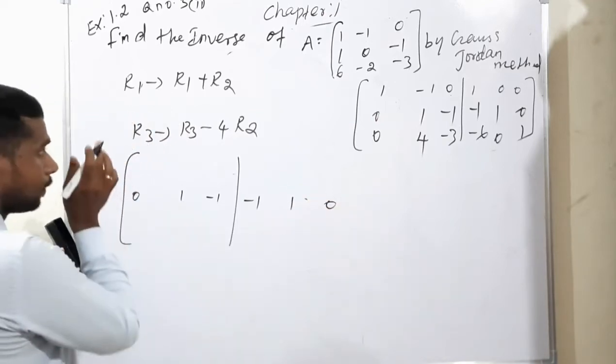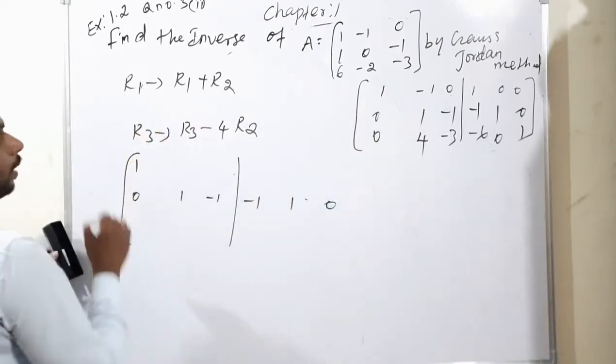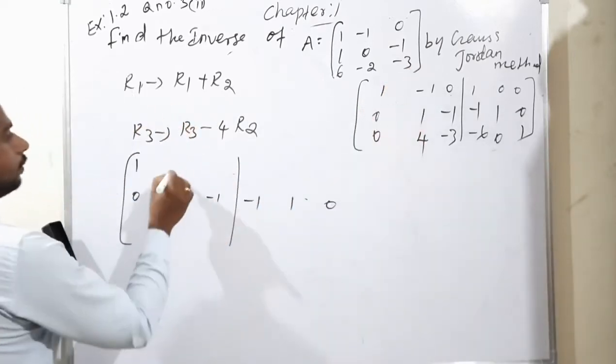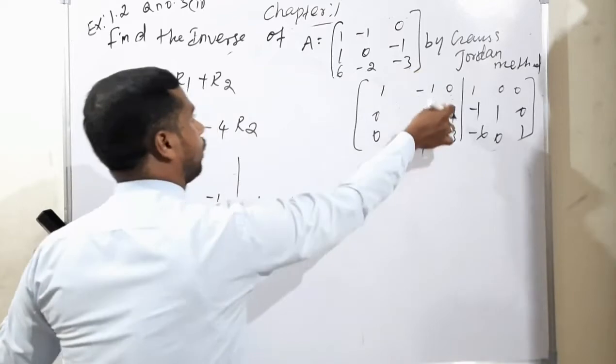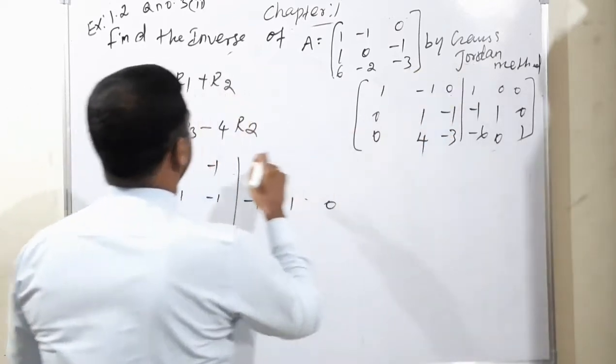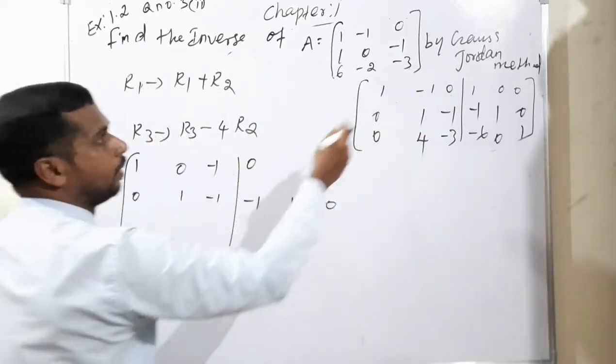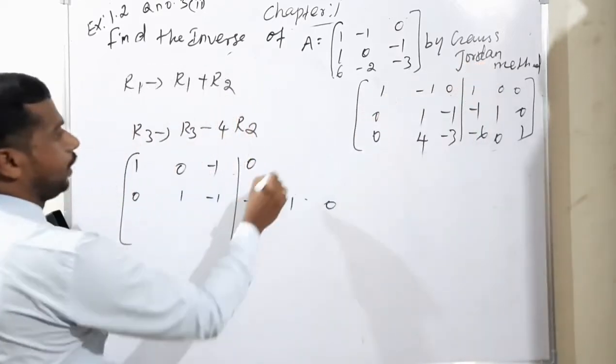Next, listen very carefully. R1 plus R2: 1 plus 0, 1. Minus 1 plus 1, 0. 0 minus 1, minus 1. 1, already we have the plus sign, isn't it? So 1 minus 1, the value will be 0. There 0 plus 1, the value will be 1.